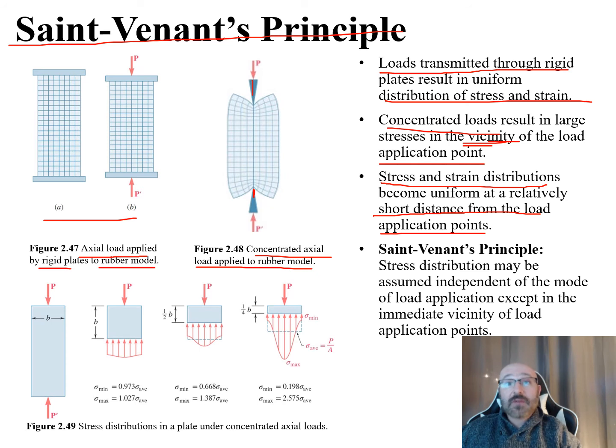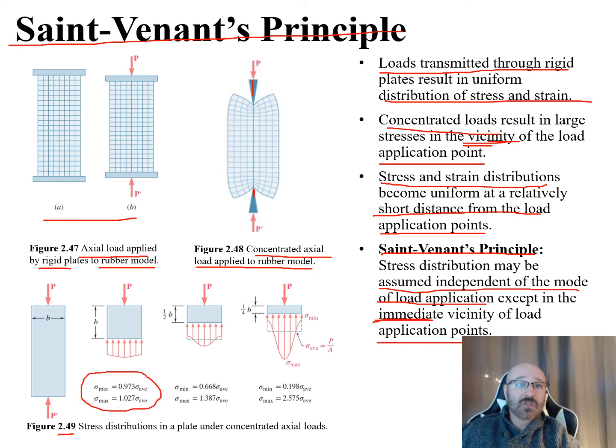So what St. Venant's principle says is that these stress distributions may be assumed independent of the mode of load application, except in the immediate vicinity of the load application points. We can see down here in 2.49 the diagram, where the two loads, P and P prime, are applied. If this length is equal to the width right here, we see the stress is relatively uniform, so our stress min and stress max aren't too much different from each other.